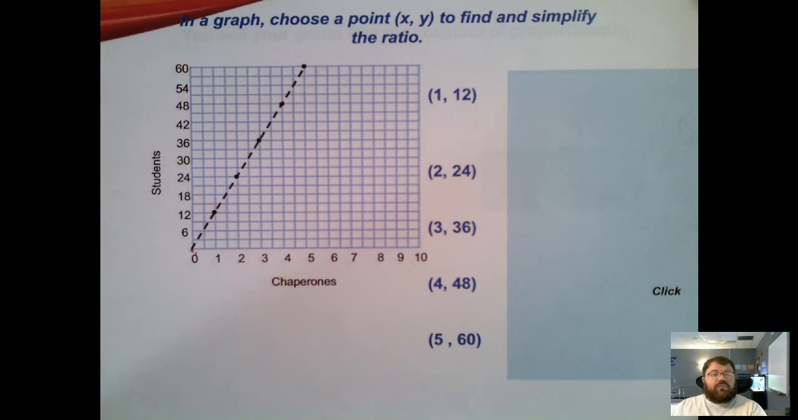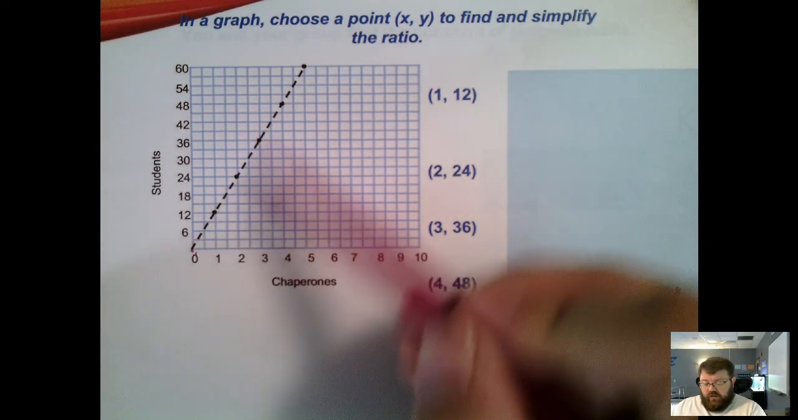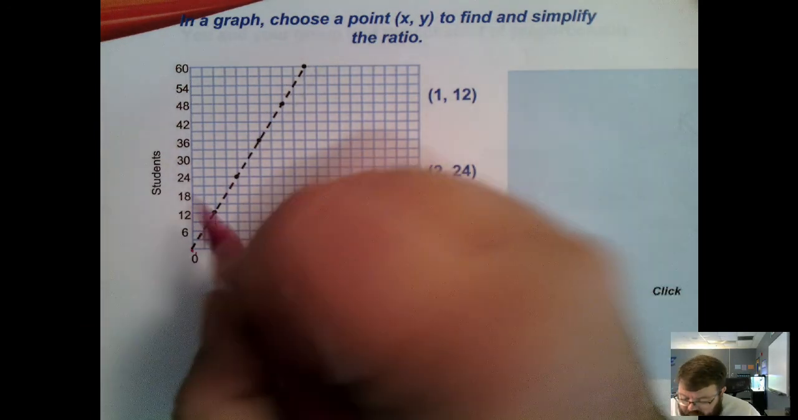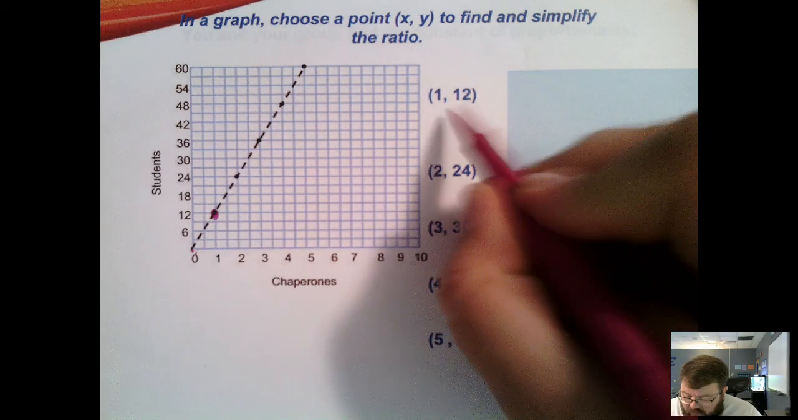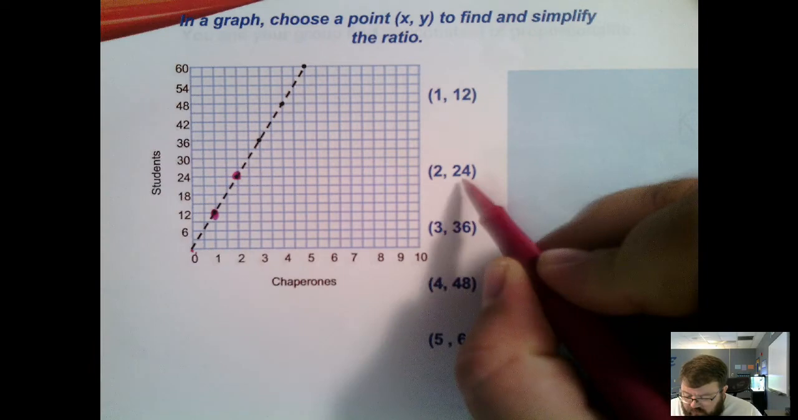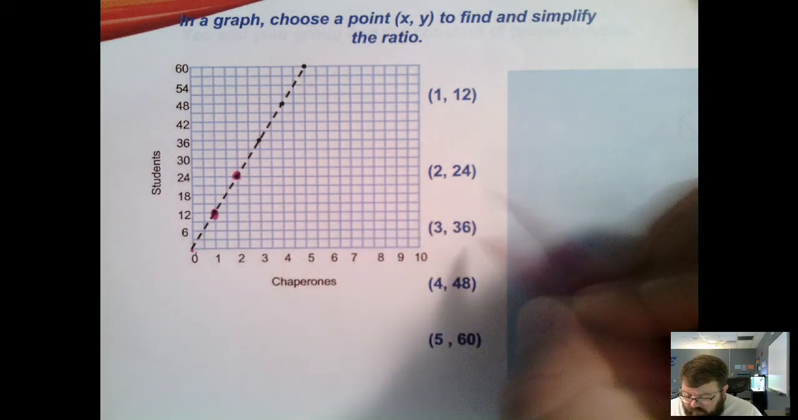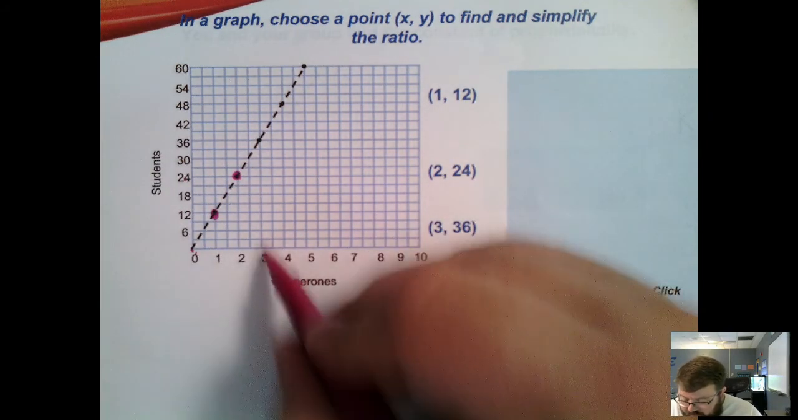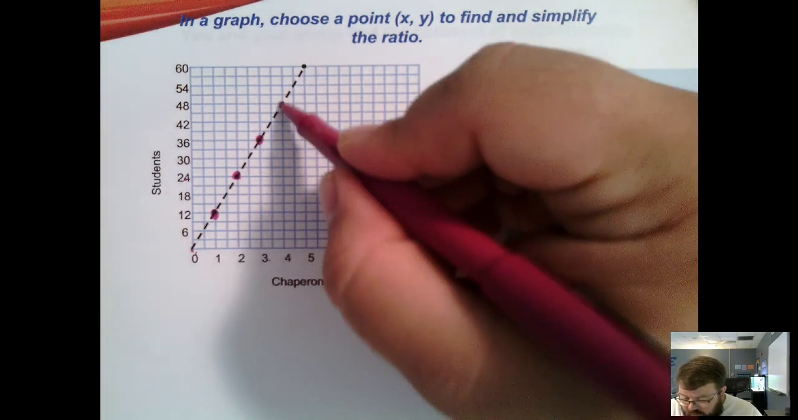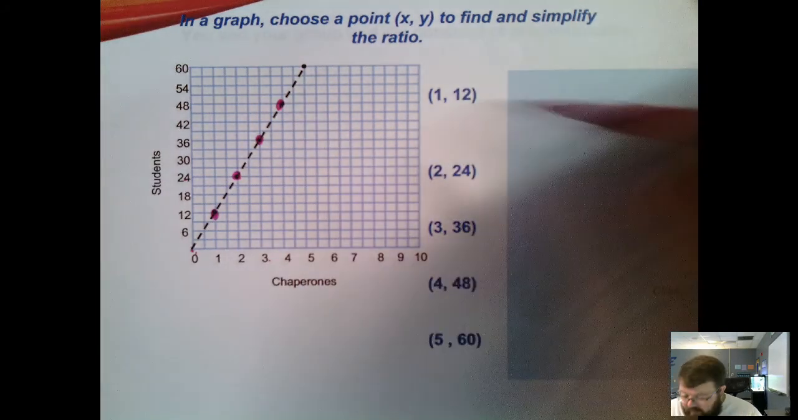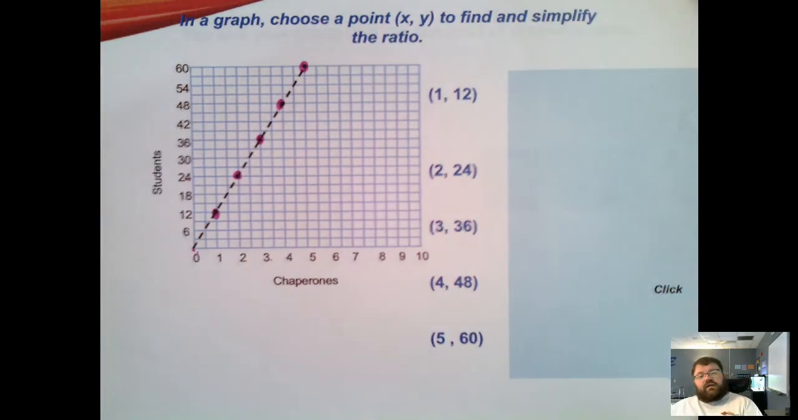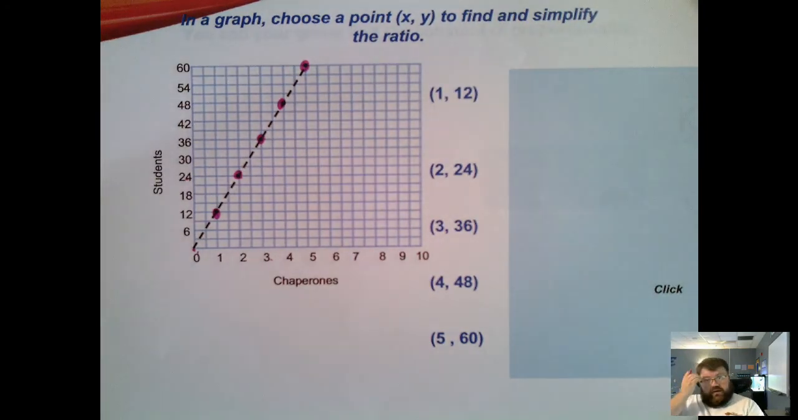To do that, I'm going to pick points that fall on this line. Now I've done that already over here, okay? So I have this point here, which is (1, 12). Have this point here, which is (2, 24), (3, 36), (4, 48), and (5, 60).